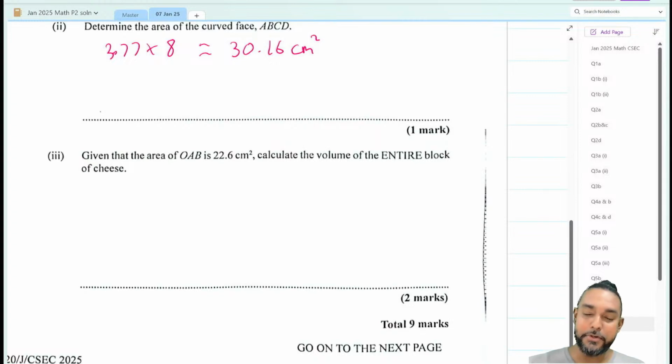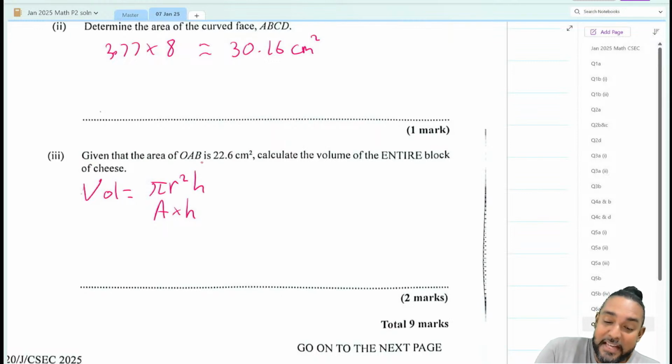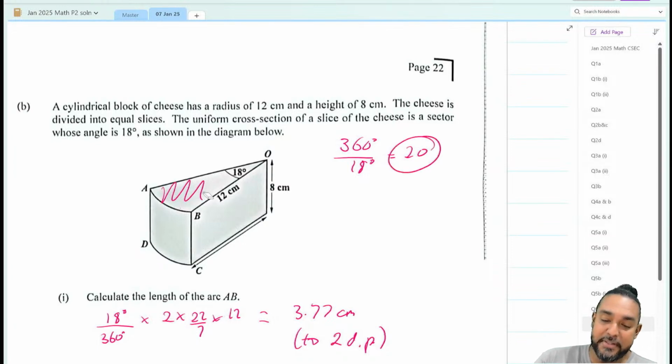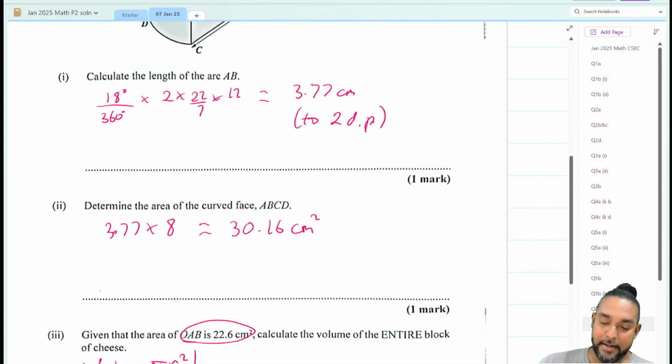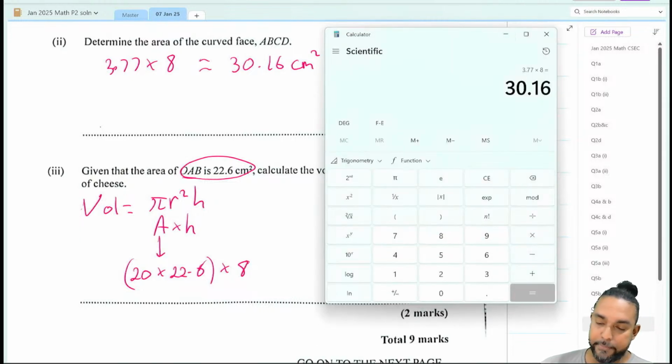Right. So long story short, since it's a cylinder, the volume of a cylinder is pi r squared by height. Pi r squared, as we know, is the area of a circle. So you're multiplying the area of the circle by the height. And because they gave you the area of OAB, that's just one piece here, and we know we have 20 pieces. All we have to do to find the whole area is multiply the 20 pieces by the 22.6, right? So this is the 20 pieces multiplied by 22.6. And then you multiply that by the 8. So 452 by 8.